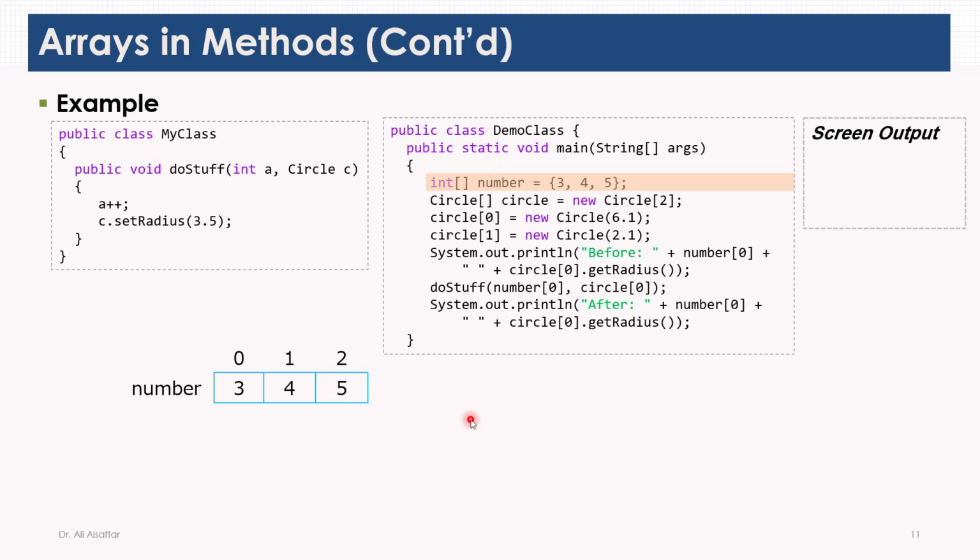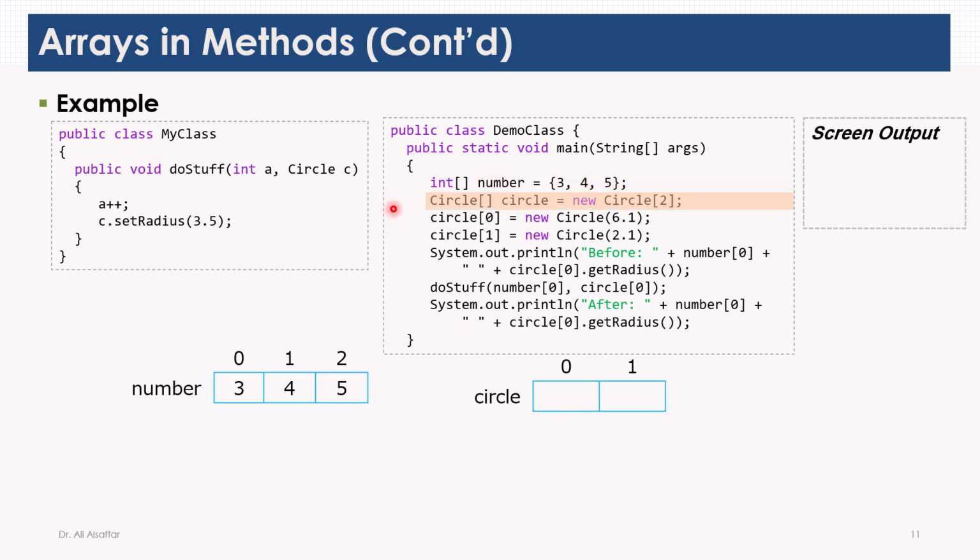In the first line, we are creating an array of integers of size 3. The name of the array is number. It is initialized to the constants 3, 4, and 5. This is how we visualize the array inside the memory. At index 0, we have the value 3. At index 1, we have the value 4. And at index 2, we have the value 5.